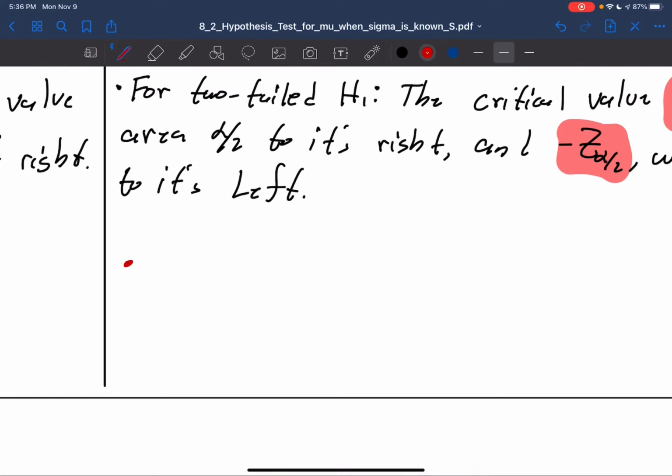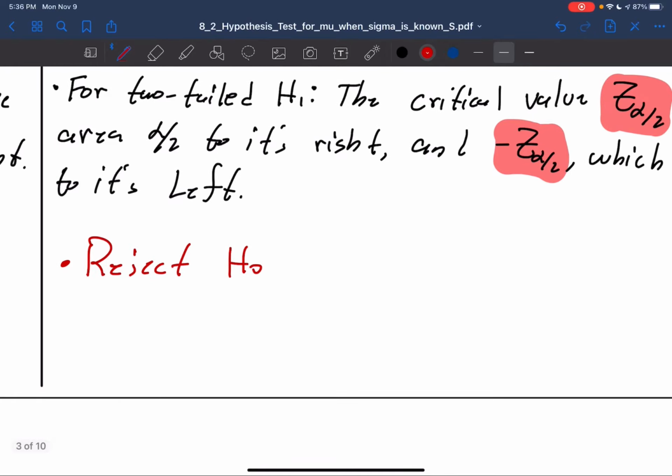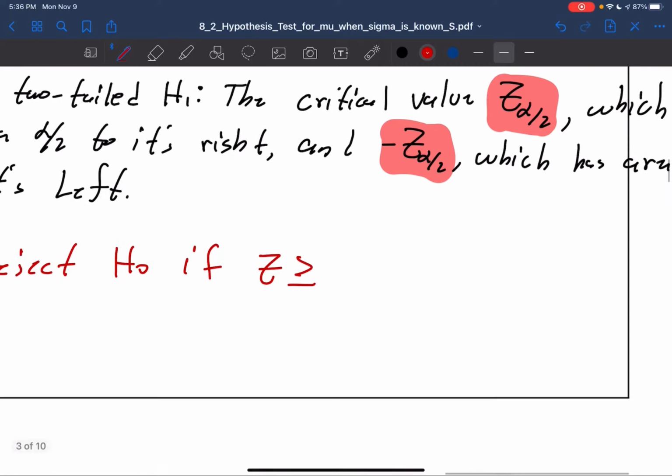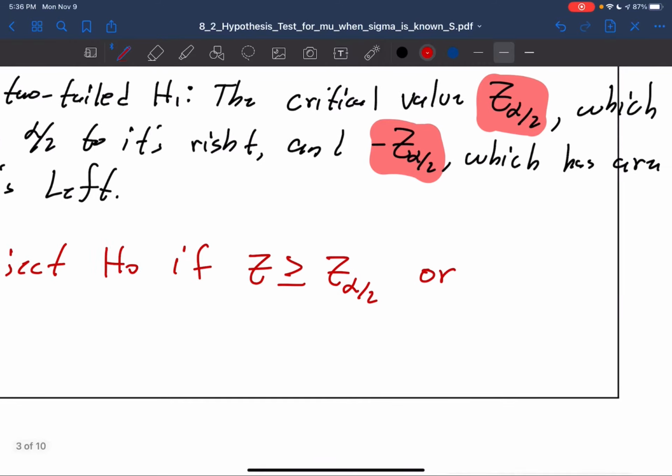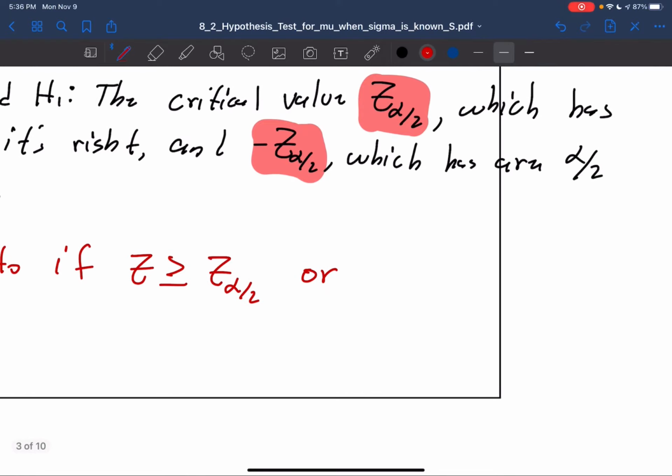And one important thing you have to remember is that we reject our null hypothesis, H sub 0, if our test statistic, z, is greater than or equal to z of alpha over 2, or our test statistic z is less than or equal to negative z of alpha over 2.